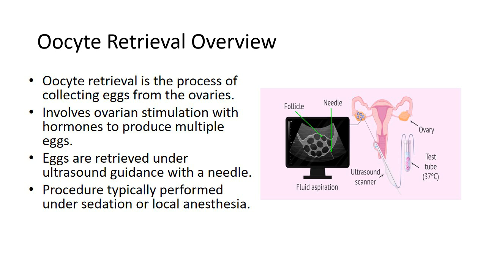It preserves reproductive potential before medical treatments that could impair fertility. It allows individuals to delay childbearing for personal, social, or career reasons. It provides options for fertility preservation in transgender individuals before hormone therapy. Oocyte retrieval and freezing are essential steps for fertility preservation and assisted reproductive technologies, ART.